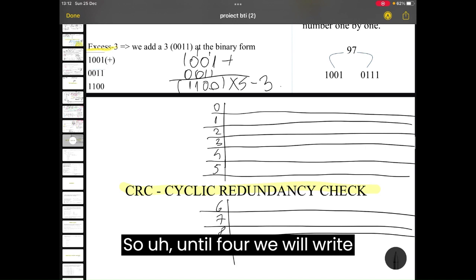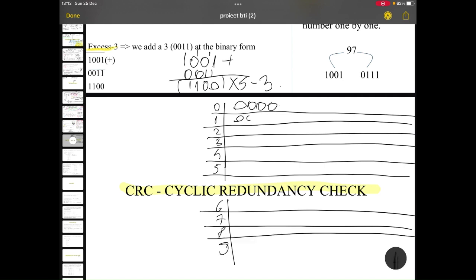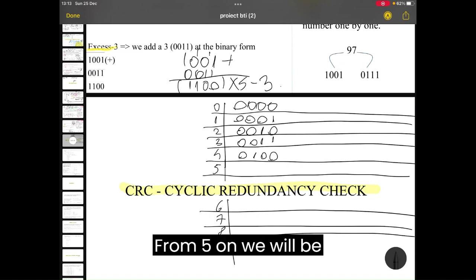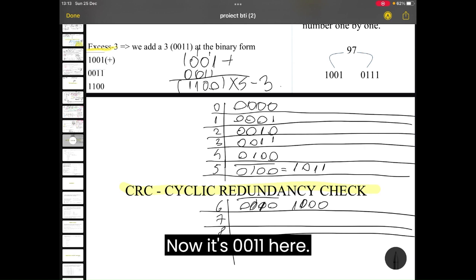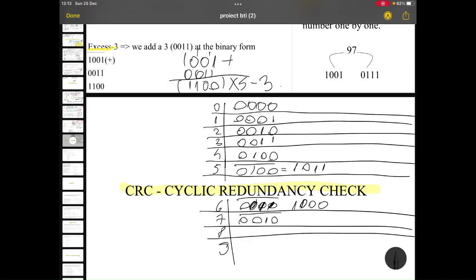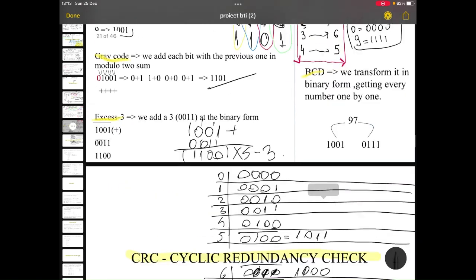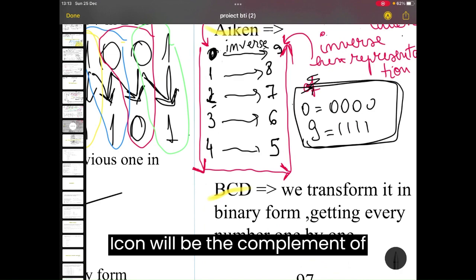So until 4, we will write its normal binary representation. From 5 on, we will be negating all these numbers and just write this. 6 is 1, 1, 0, 0. It's basically this. No, it's 0, 0, 1, 1 here. 7 is with 2, it's 1, 1, 0. 8 is with 1, it's 1, 1, 1, 0. And 9 is with 0, the complement of this. So 9 in icon will be the complement of 0.